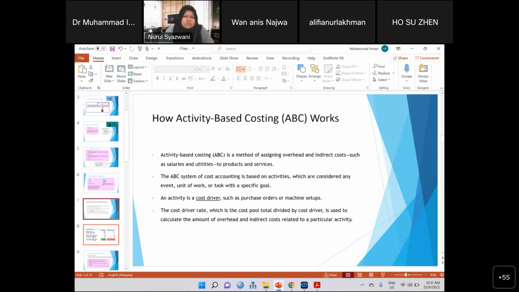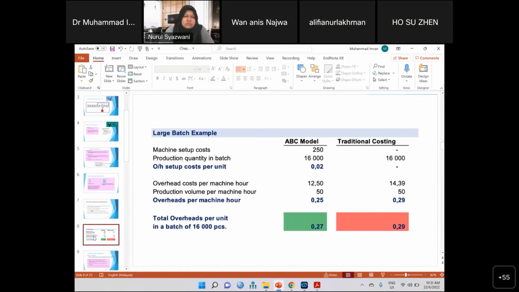Maybe cost accounting students will have a more deep understanding of this ABC analysis. Okay, are there any accounting students in our class? I know many, but they don't want to participate.